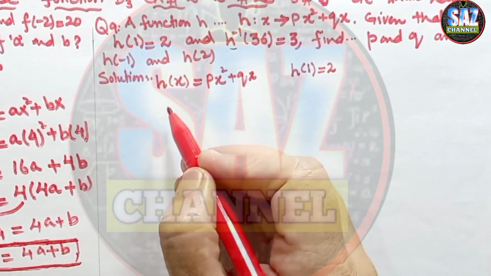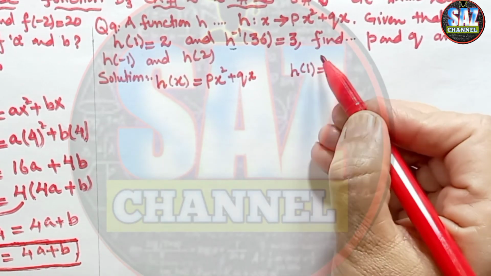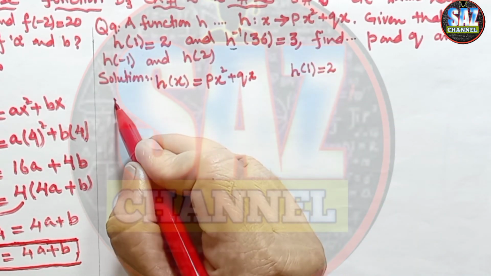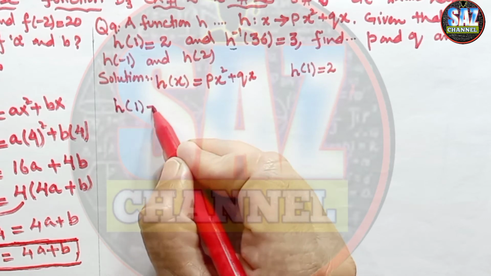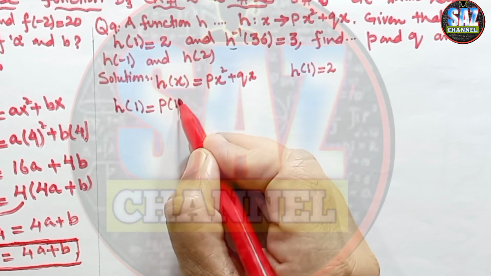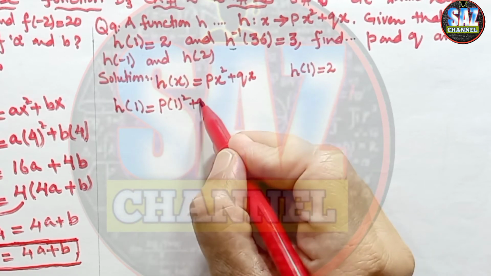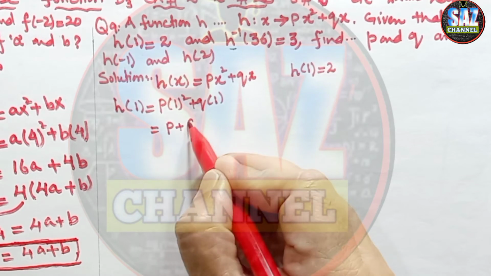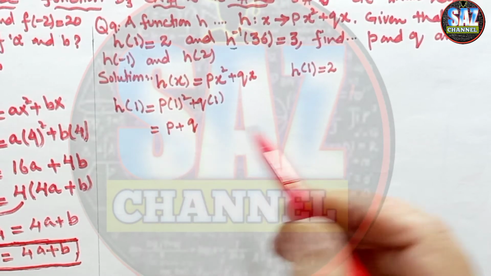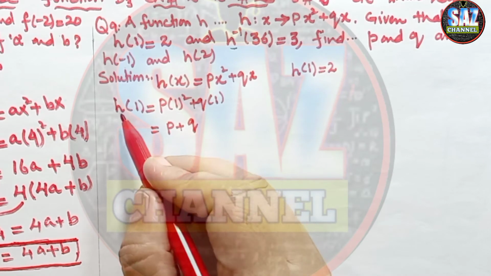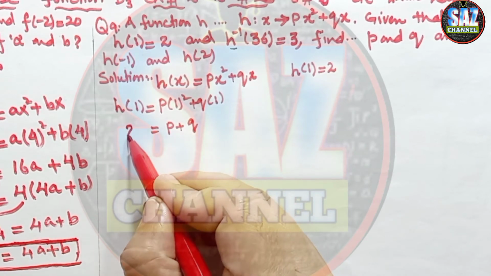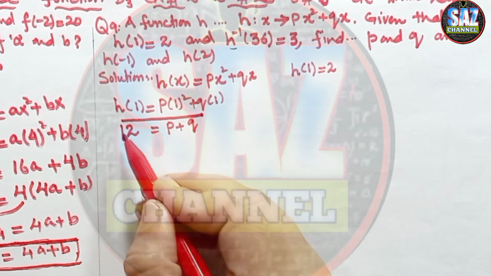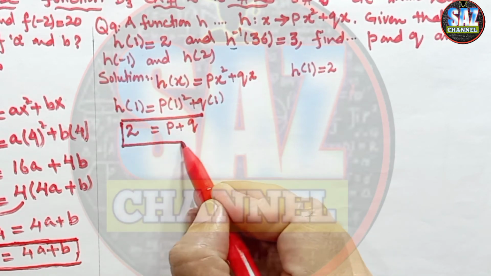That means the input of the function is 1, so instead of the variable I will replace 1. H of 1 equals p into 1 square plus q into 1, or this will give me p plus q. And now the given condition is h of 1 equals 2, so instead of h of 1 I will replace 2, and I will have one equation with me. This is my first equation. Let me block the equation.